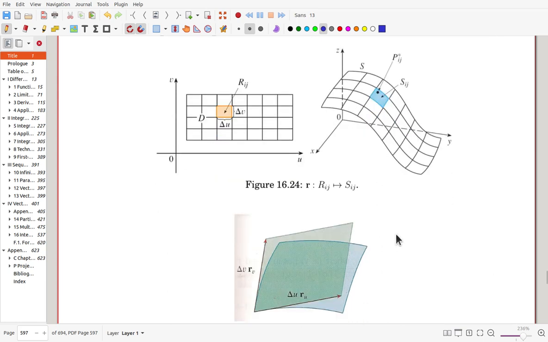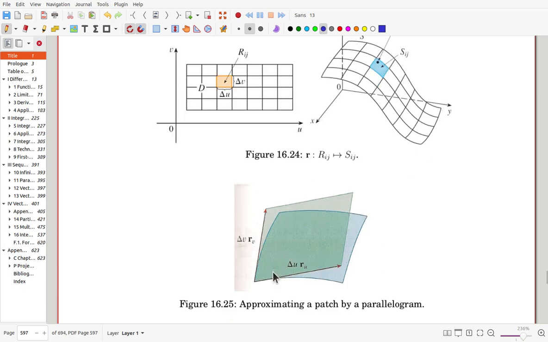Then the patch is given in this sky blue color. And now, the area of this original patch is not easy to get. So we can approximate the patch by the transformation of the tangent plane along with the map. If this is delta U, and this is delta V, then this vector must be delta U R sub U, and that vector must be delta V R sub V.